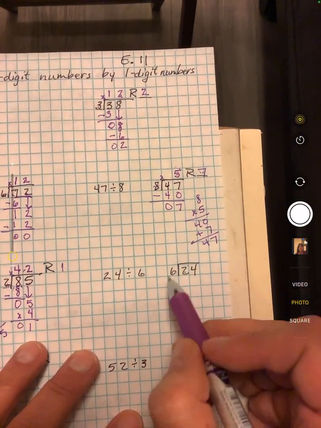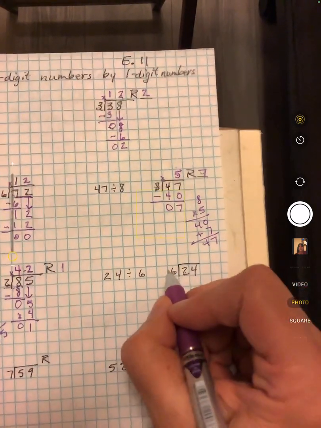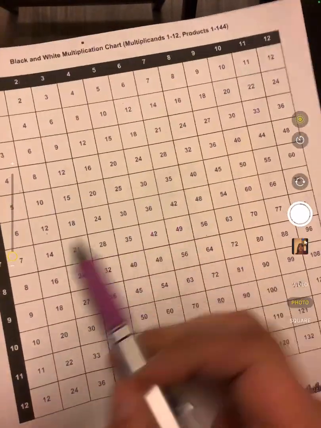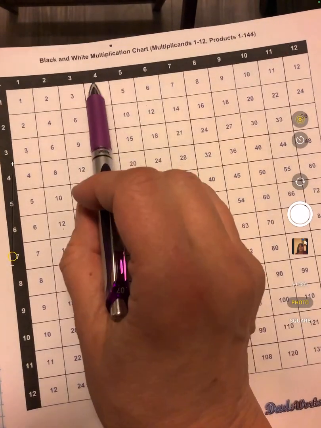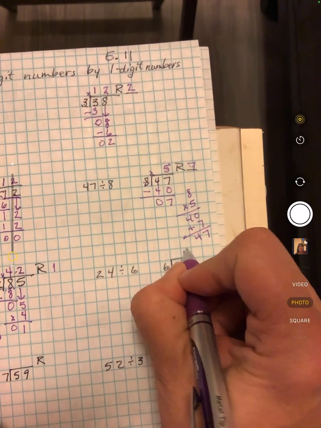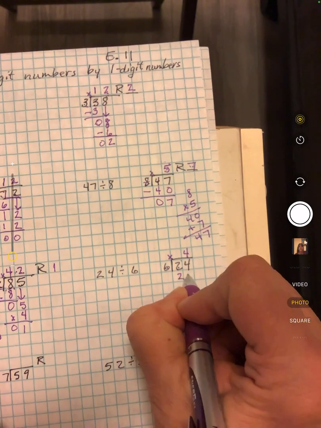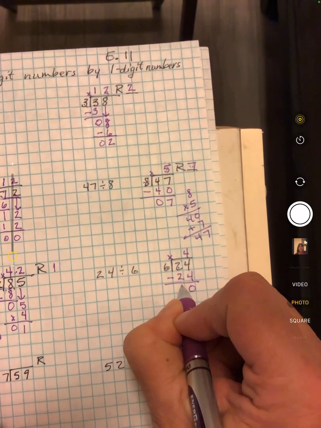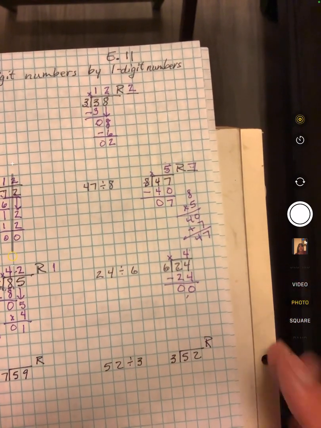I have 2 here. Can I put 6 into 2? I only have 2. I can't do that. So 6 is going to go into 24. We go across our 6's. Oh, look, we've got 24. 4 times. So we put our 4 over here. 4 times 6 is 24. And then we subtract. And 4 is our answer. And you can multiply 4 times 6 and you'll get 24.